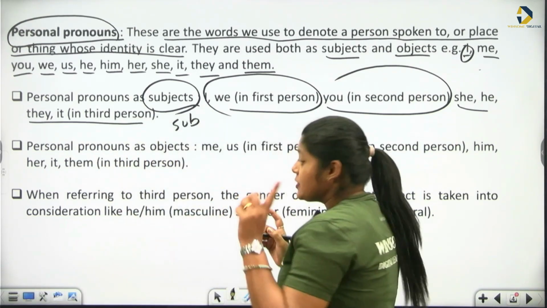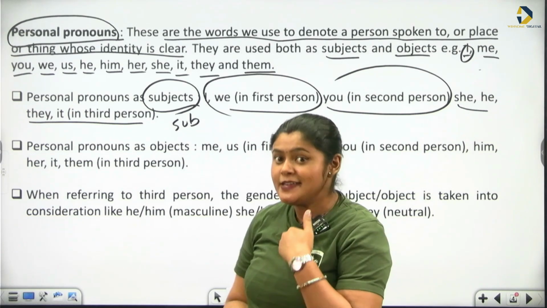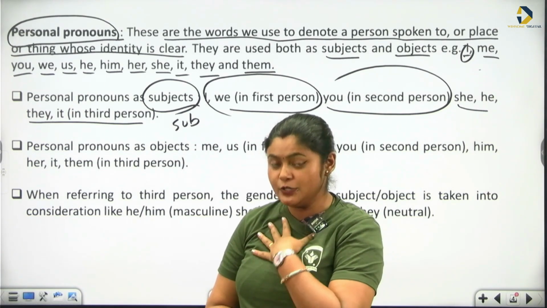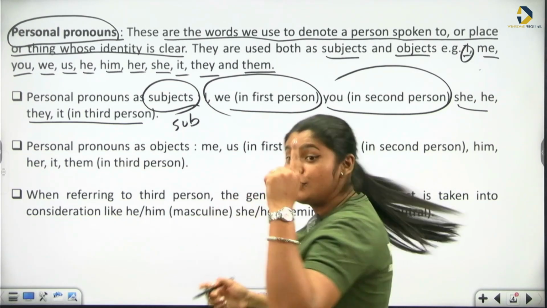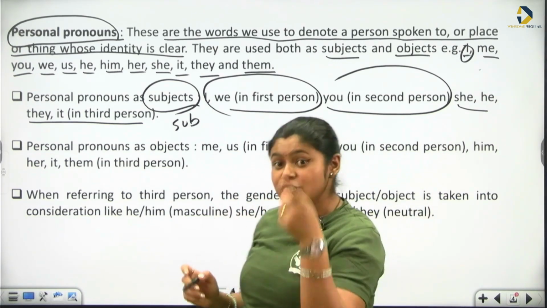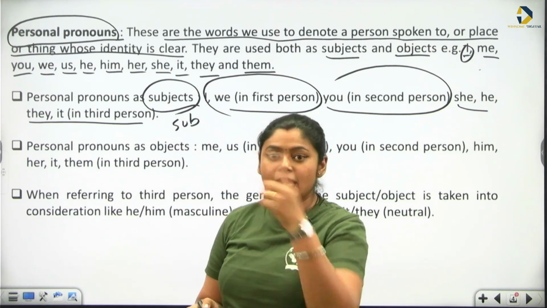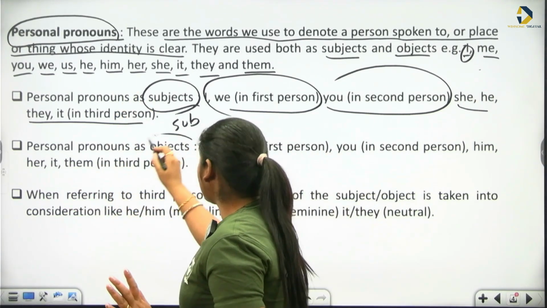So okay. Personal pronoun as a subject. Subject के तरीके में first क्या होता है? I and we, जो हम बोलते person. I, we is a first person. Okay. You is the second person. Third person. She, he, they, it, ये सब क्या हो गए? Third person. Okay.